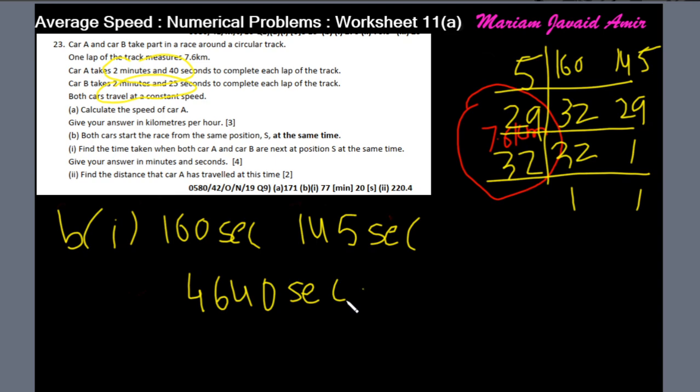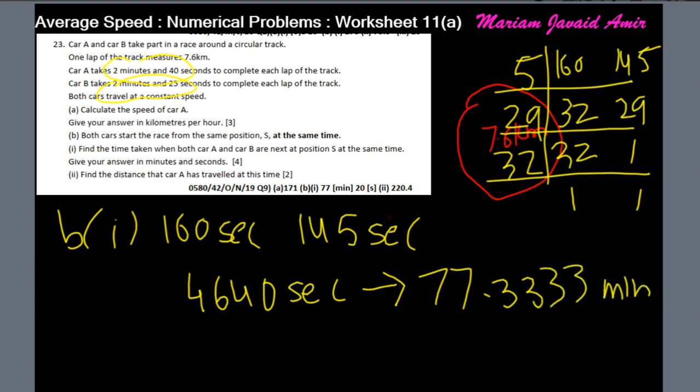Now give your answer in minutes and seconds. Simply divide this by 60 and we get 77.33333 minutes. Now press the key I told you about, this one, and we get 77 minutes and 20 seconds, which is the answer.